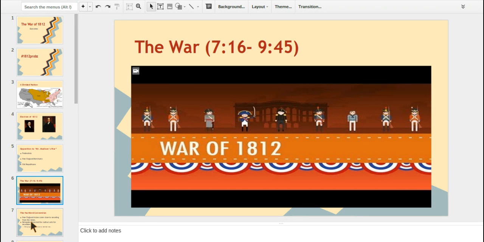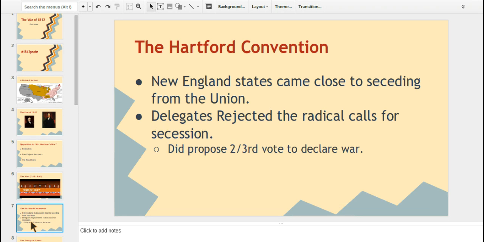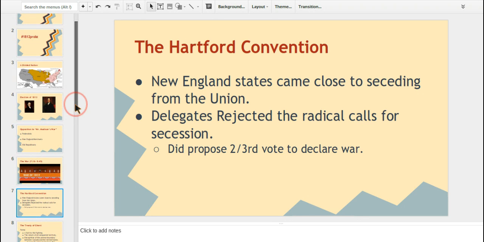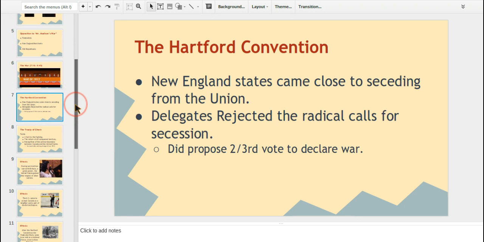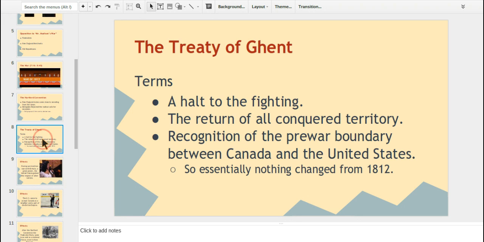And then I would go straight into, actually I would take it back, I would backtrack a little bit to the Hartford Convention. I would discuss how the New England states came close to seceding. The delegates rejected the radical calls for secession. They did propose a two-thirds vote to declare war. I think that was key because that foreshadows to later when I would explain how the Federalist Party came to an end after the War of 1812. Then I would jump forward to the Treaty of Ghent.